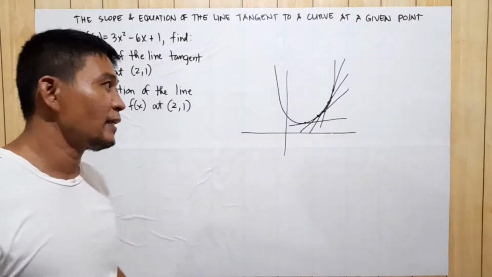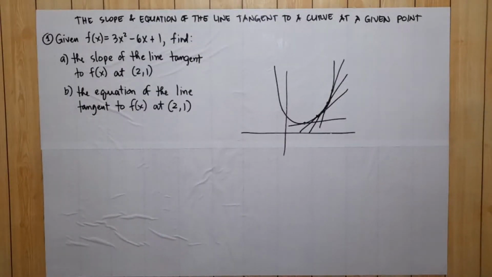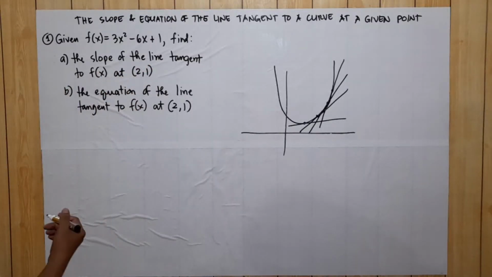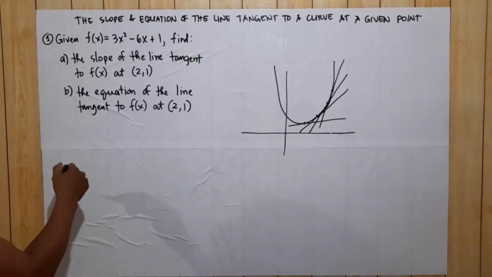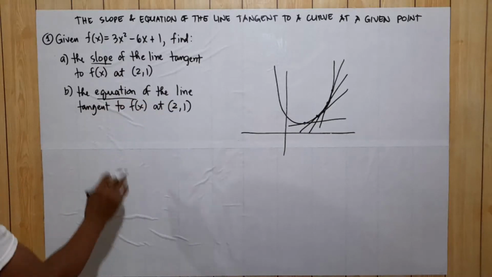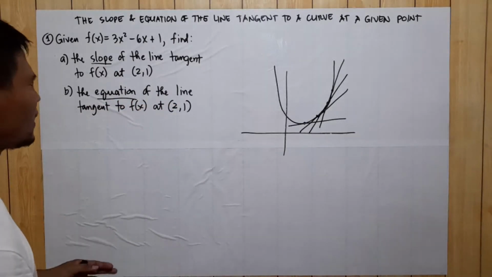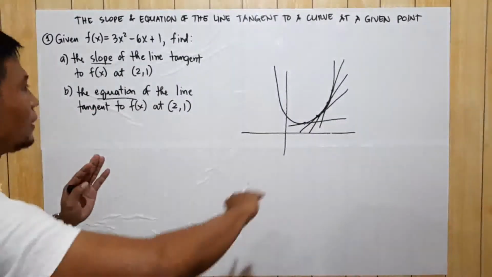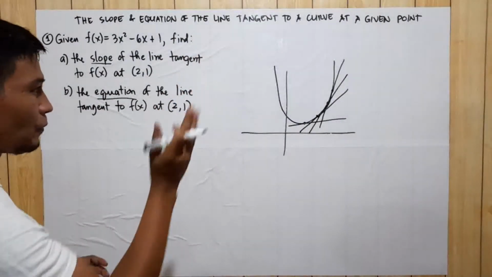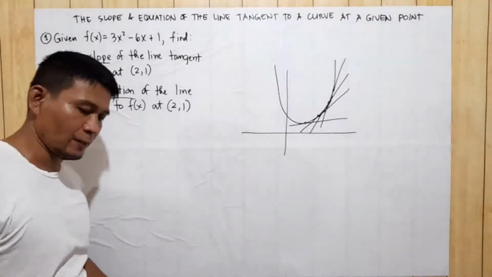Okay, so dito po sa example natin, meron po akong dalawang problems lang. Kunwari, we're given f of x, or function, f of x, which is equal to 3x squared minus 6x plus 1. Una, we're going to find the slope of the line tangent to f of x at (2, 1). Pangalawa, the equation of the line tangent to f of x at (2, 1). So, meron po tayong function na curve, merong given point, kung ano po yung slope on that particular point, at ano naman yung equation niya. Yan po ang isosolve natin ngayon.